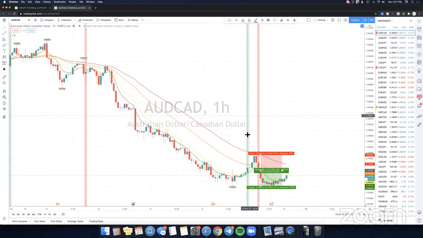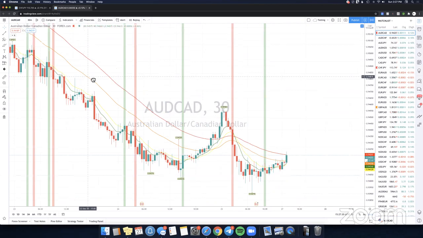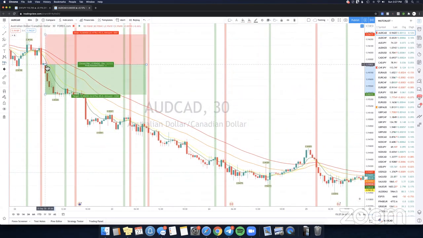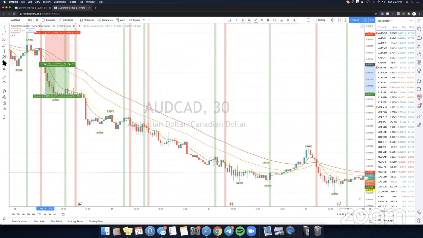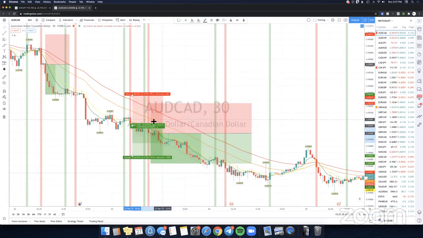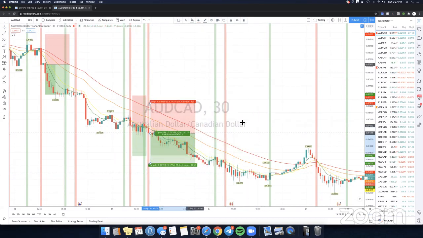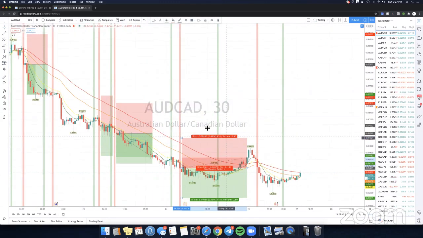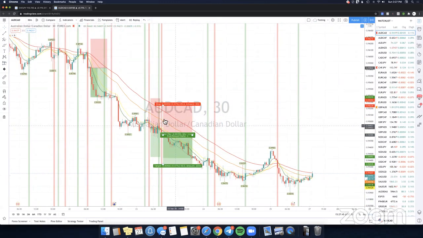So it played out in the 4-hour, played out in the 1 hour, and on the 30-minute there's way more entries here, but they're all valid as well. So there goes one win right there for 45 pips. Another win right here. Another win right here. And this is the same exact pair, AUD/CAD. We just looked at this on different time frames. So same situation right here. See, there are 4 wins right there on the 30-minute, right?